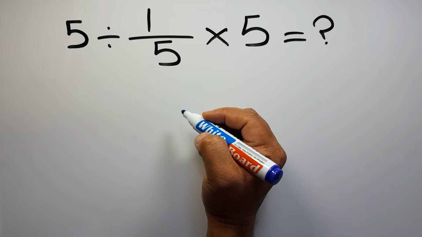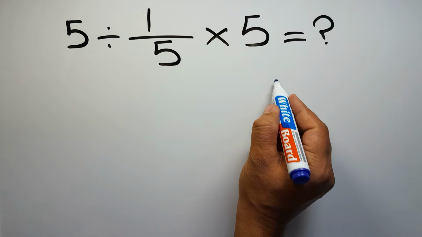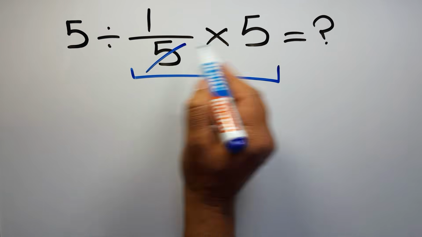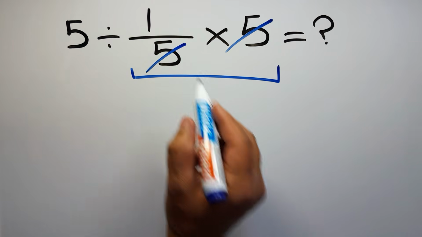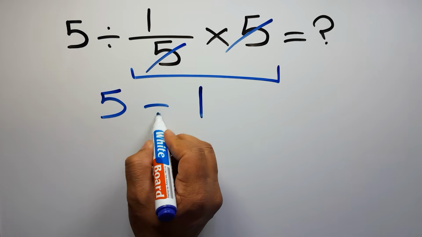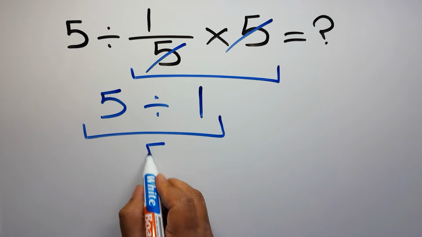First, we do this multiplication, 1 over 5 times 5. We can easily cancel this 5 and this 5. So here we have just 1. And the 5 divided by 1 is just 5.